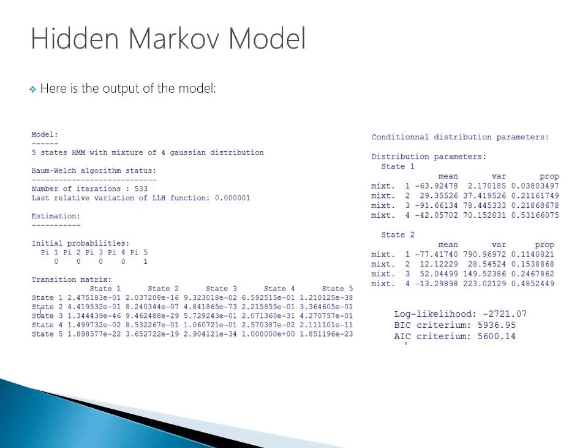I have my initial state probabilities represented for each of the 5 hidden states, and I have my transition matrix. And then there's also some other information related to the distribution parameters for each of these states and some statistical measurements such as the log likelihood, AIC, and BIC.